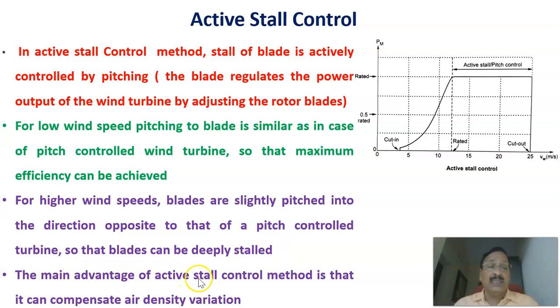The main advantage of the active stall control method is that it can compensate for air density variation. And this is the active stall control. That is, if the wind speed is more than the rated speed, active stall control comes into the picture. That is shown graphically.